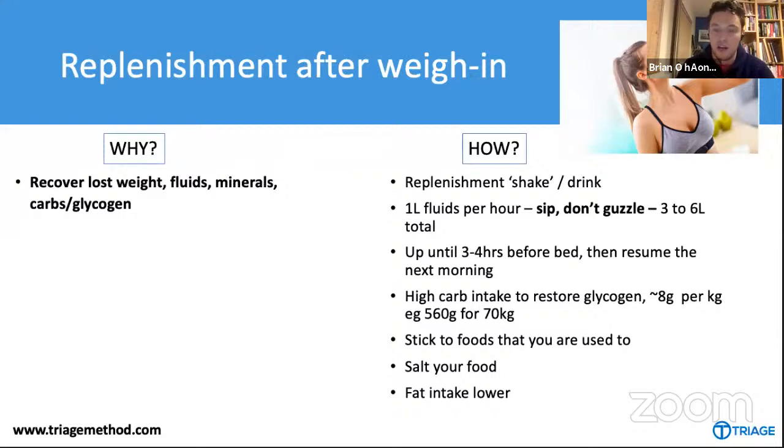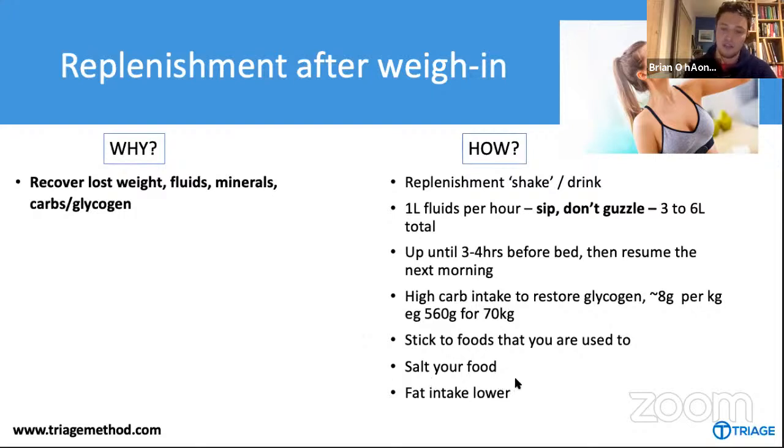If you've done that low carb approach to drop your glycogen levels down, you want to be feeding a lot of carbohydrates in to restore those, which can get up to that high end of the range of 8 grams per kilo of body weight. It's important to stick to foods that you're used to. You don't want to create a load of inflammation or digestive distress by eating things that don't suit you or you haven't tried before. Most foods will suit most people, provided they eat them somewhat regularly.